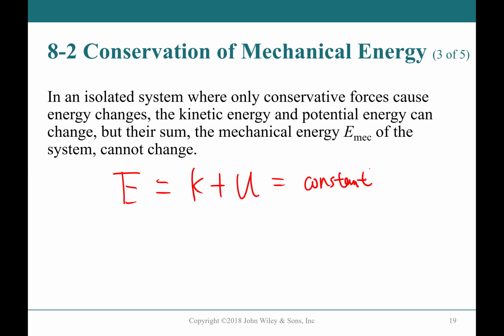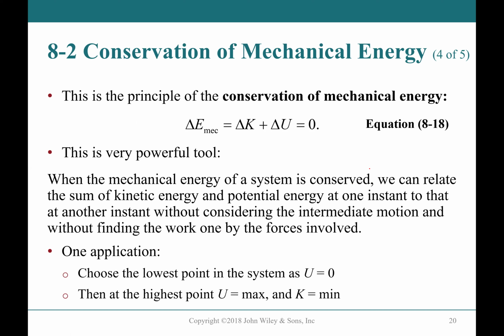Okay, so this is the conservation of energy. And that's the same as delta E equals delta U plus delta K equals 0. And this is very powerful to calculate your energy, okay? And we have a lot of applications of this. So we can choose the lowest point in the system to be U equals 0, and at the highest point we are going to have maximal potential energy and minimal kinetic energy, because kinetic energy is transferred to potential energy.